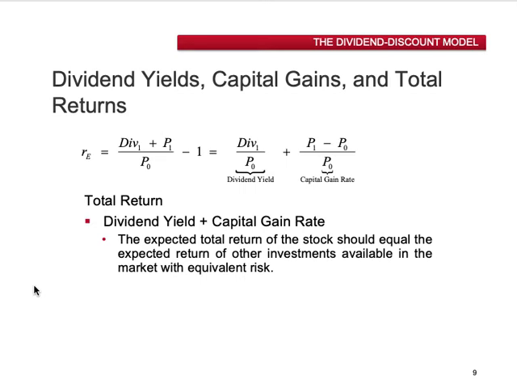The total return of a stock is equal to the dividend yield plus the capital gain rate. And the expected total return of the stock should equal the expected return of other investments available in the market with an equivalent risk.